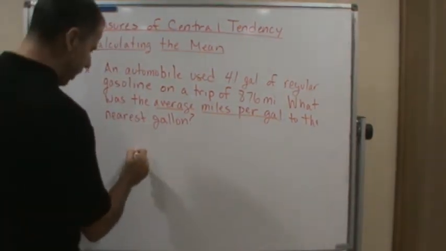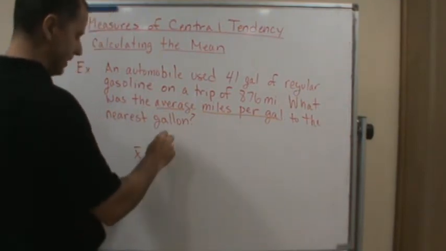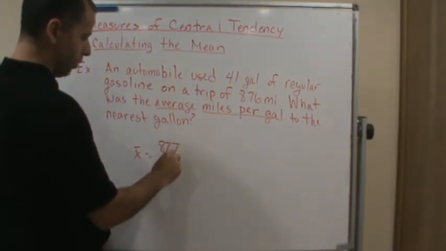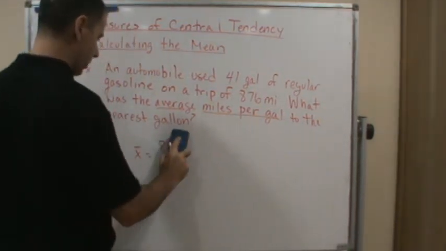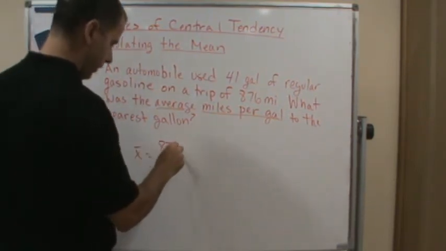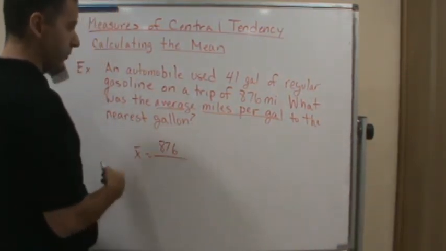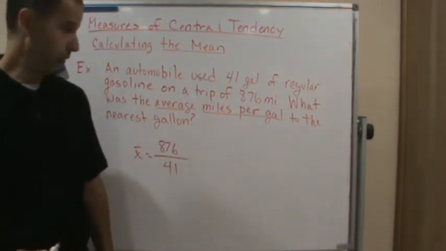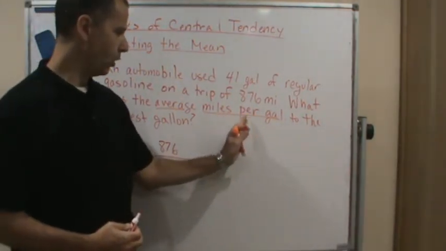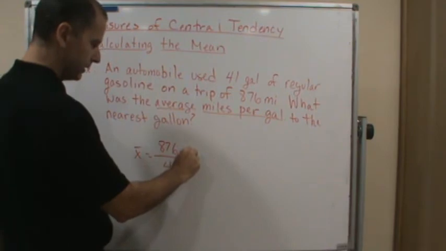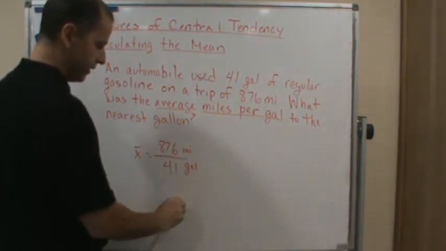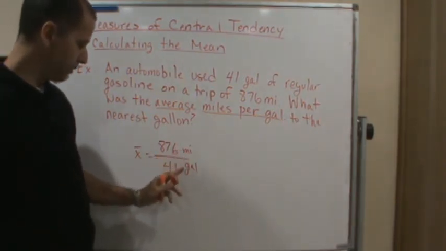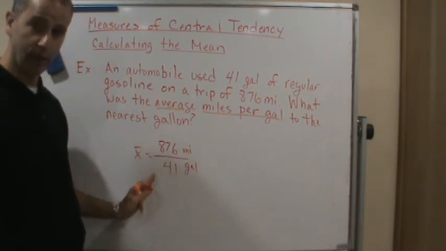So X bar in this case is the total number of miles that you drove divided by the total gallons used. Now here's where the units come in. We want miles per gallon. This is miles over gallon, so we want miles on top and gallons on the bottom. You do use your units to help you set up the problem correctly. We've got miles over gallons, that's what we want, so we know we've got the numbers in the right place.